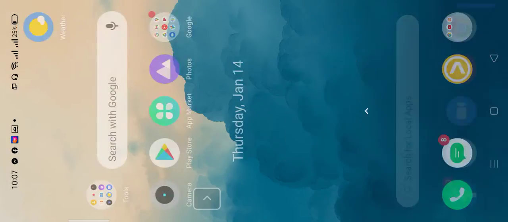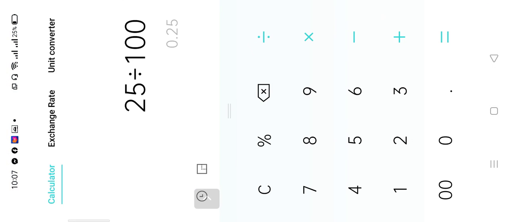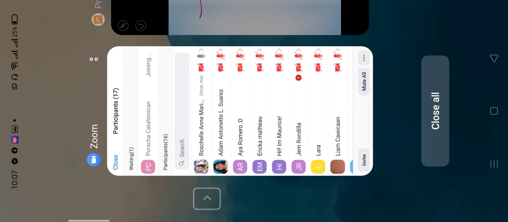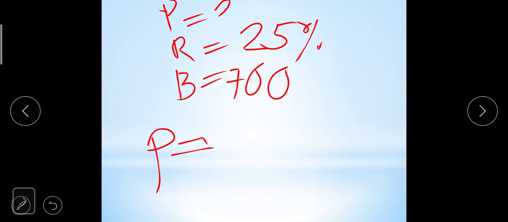700 times 0.25 is 175. Okay. So that means the P of the given problem is 175.